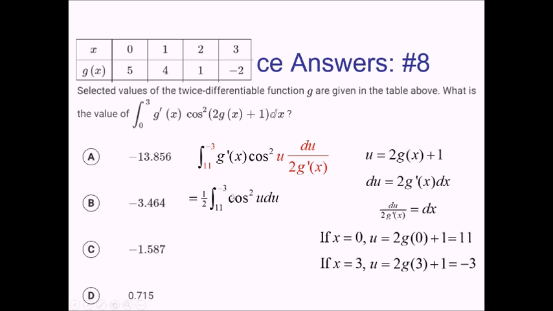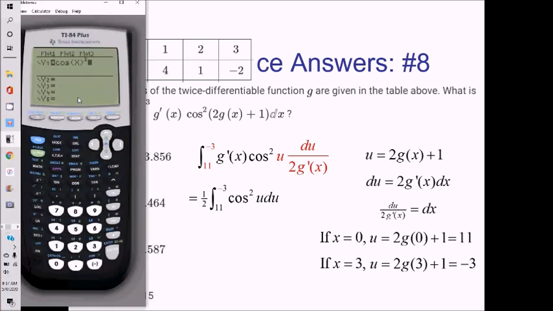So just to make things a little bit cleaner, I'm going to enter cosine squared of x as my y1. And then let me quit out of there. And I'll do, let's see, fancy fraction 1/2. And I guess I didn't need the 1/2 outside the integral, but it looks kind of nicer.